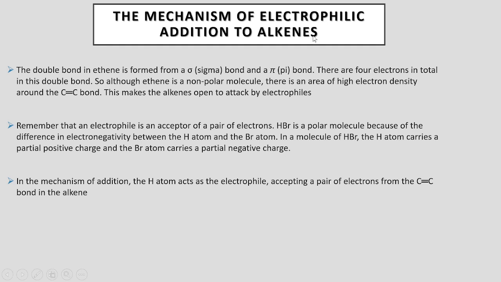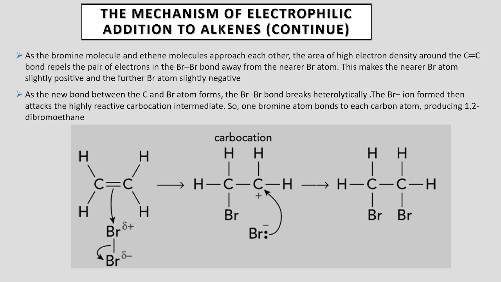The mechanism of electrophilic addition to alkenes. The mechanism can be seen here. It is electrophilic addition, in which the electrons are donated to this bromine atom, which gets the positive charge, and the bond between the two bromine atoms breaks. A carbocation is formed, and then Br- provides its electrons to attach to the carbon atom. So this is the mechanism of electrophilic addition to alkenes.